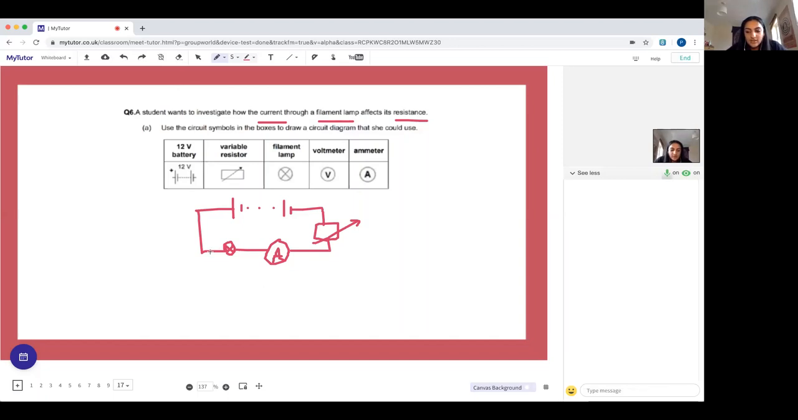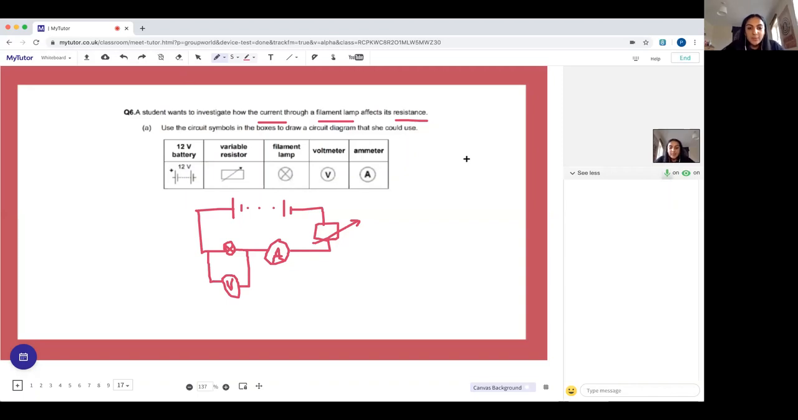Great, so I can see some of you saying that the voltmeter is around the filament lamp or the filament bulb or in parallel with it, which is great. It is absolutely in parallel with it. We never put voltmeters in series with the component that we're trying to measure. It always goes in parallel. So our voltmeter would go there. And that is how we might be able to set up a circuit to help us investigate this statement here. Now, how would that experiment work?